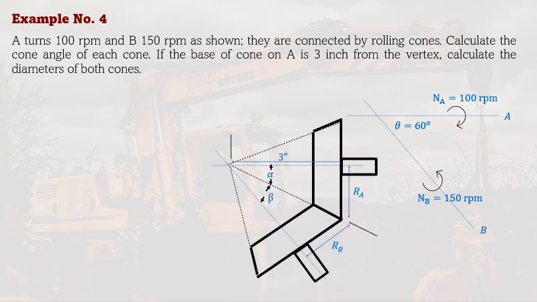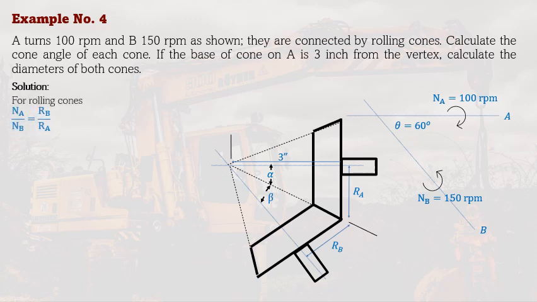If we're going to draw the schematic diagram of that cone, this is how it would look. This 3 inch here is the distance from the vertex, which is the intersection of the shaft axes, to the base, perpendicular to the base of cone A that you can see here. So that is 3 inches. We would solve for the diameters of both cones.